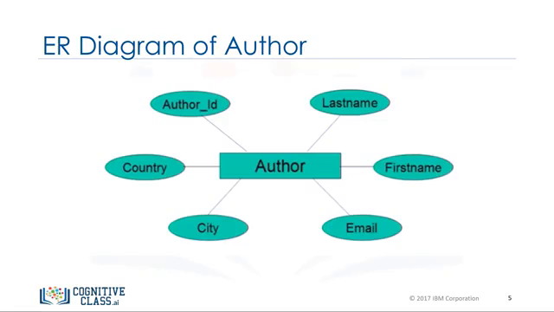For the entity author, the ER diagram would look like this. The entity author has attributes last name, first name, email, city, country, and author ID. Let's see how the entities book and author relate to each other.